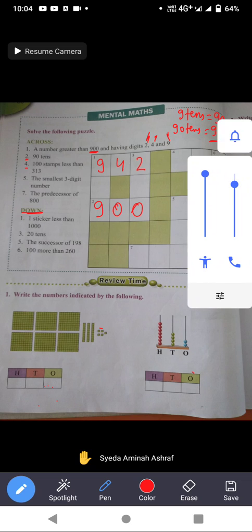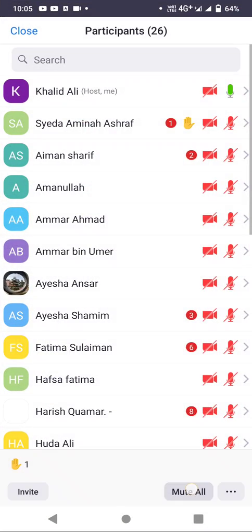Now tell me this fourth one: 100 less than 313. Just now we have learned how to find 100 less. Find 100 less than 313 and tell me.